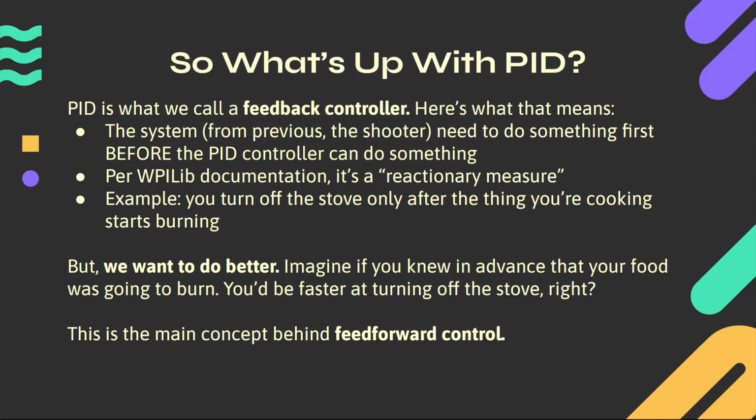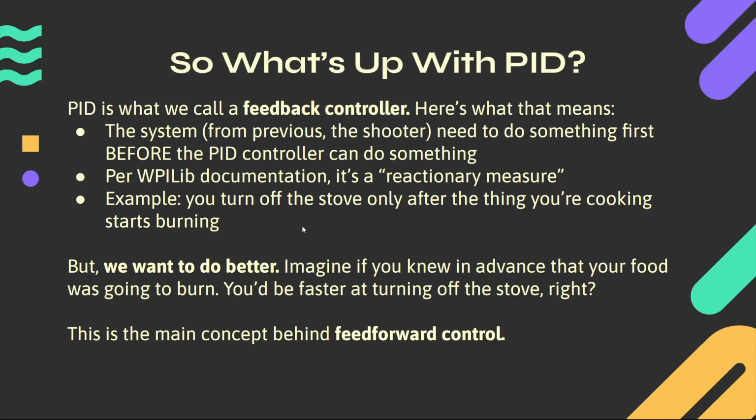A classic example is that you turn off the stove only after the thing you're cooking starts burning, which is a really unfortunate situation, but that's in a nutshell what's happening with the PID. You only know to turn off that controller because you're responding to the fact that your food is currently burning. But we want to do much better than that. Imagine if you knew in advance that your food was going to burn, then you'd be faster turning off the stove. If you knew that in 5 minutes, if you don't turn off the oven, your food's gonna burn, then before then you're definitely gonna turn off the gas, right?